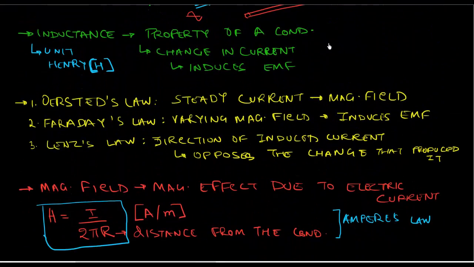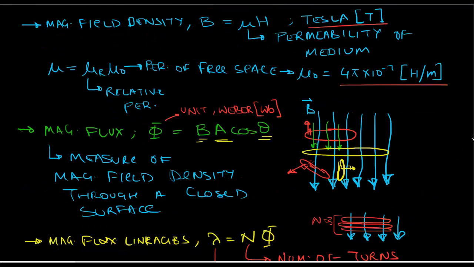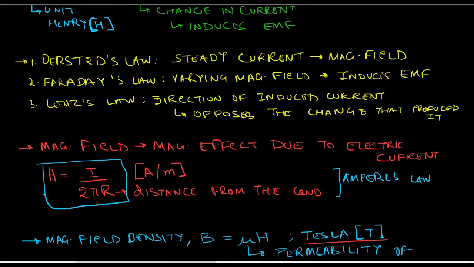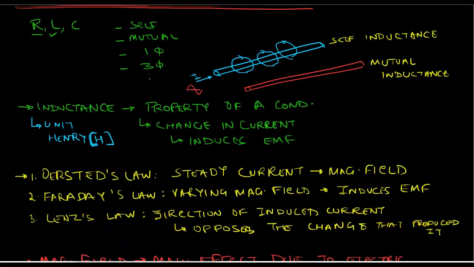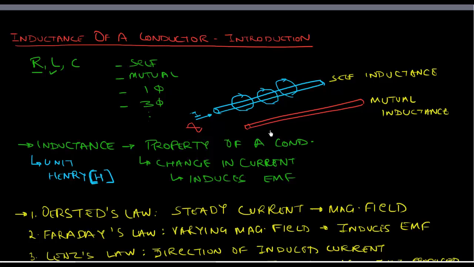Very quickly, we defined inductance as a property of the conductor where the change in current induces an EMF. We saw three laws: a steady current leads to a magnetic field, a varying magnetic field induces an EMF, and due to this induced EMF we have an induced current, whose direction is such that it opposes the change that produced it. Let me quickly see if I mentioned that up here. If we go back up here, I think I missed that.